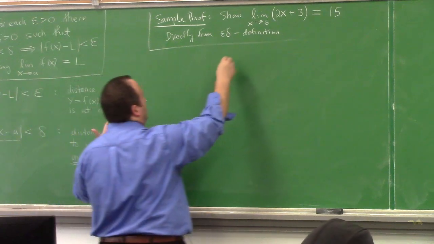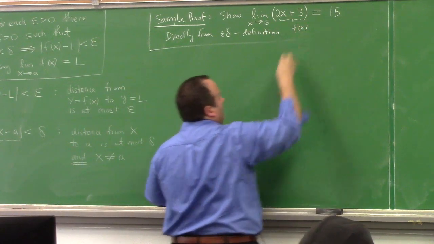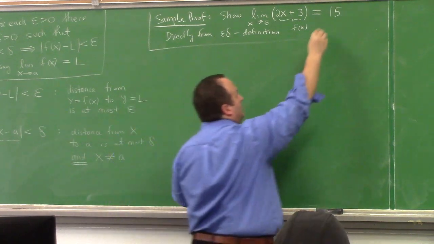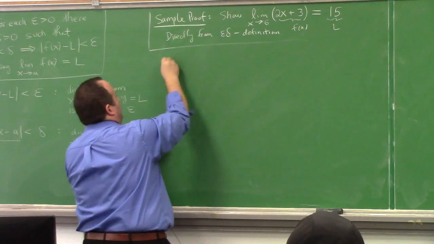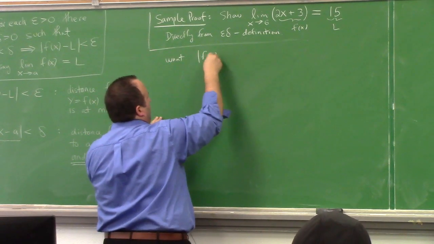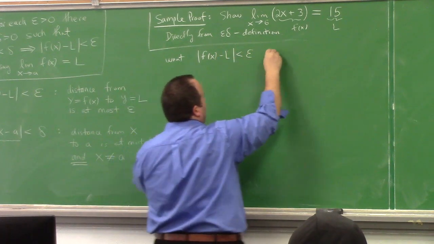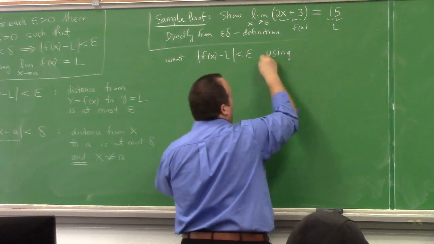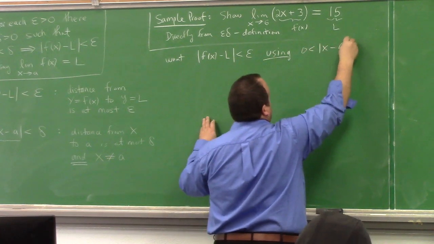So this is my f of x, and this here is the quote-unquote L in the definition. So what I want is to make f of x minus L less than epsilon, using that 0 is less than the absolute value of x minus 6, which is less than delta.